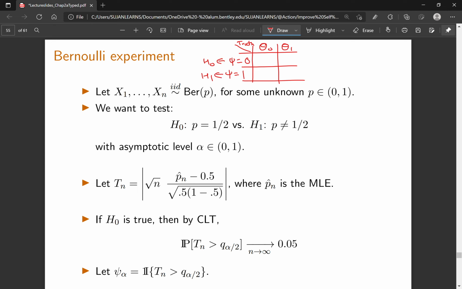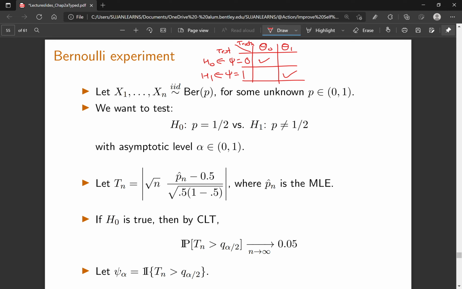When the fact is theta naught, and the test says it is false, then we are on the right side of the facts. Secondly, if the fact is theta 1 and the test says it is true, then we are on the right side of the facts.